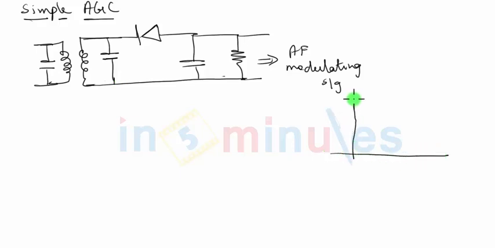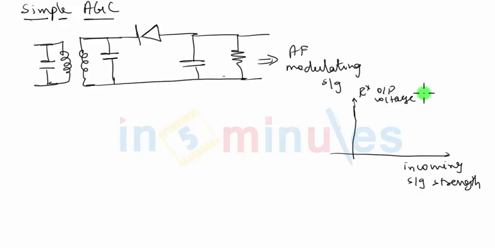So in terms of a graph, let's say I plot incoming signal strength on the x-axis, and on the y-axis I plot the receiver output voltage. Then when there is no AGC, as the incoming signal strength increases, the output signal voltage will also keep on increasing. So this is a curve which represents no AGC.